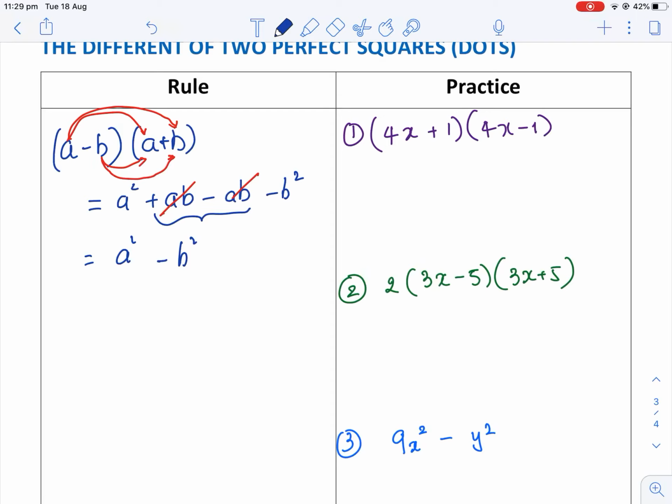Alright, so this is called difference of perfect squares. See, difference of two squares. This one squared, take away this one squared. So difference of two squares. So this one you have to memorize as well.